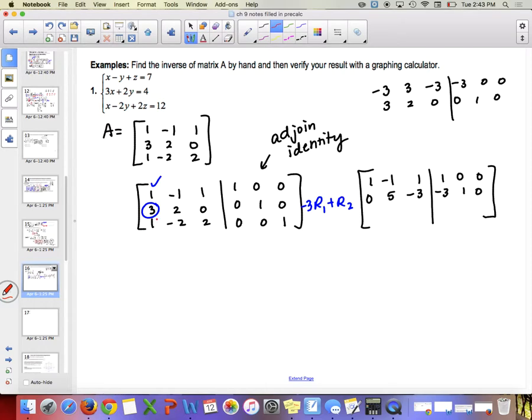How about the next row? If I want to get this 1 to go away, what do I multiply row 1 by? Negative 1. Negative 1 times row 1 plus row 2. In other words, row 2 minus row 1.